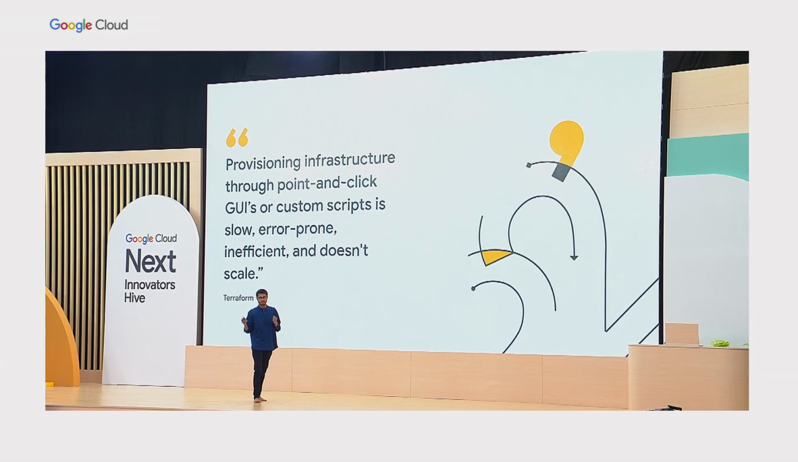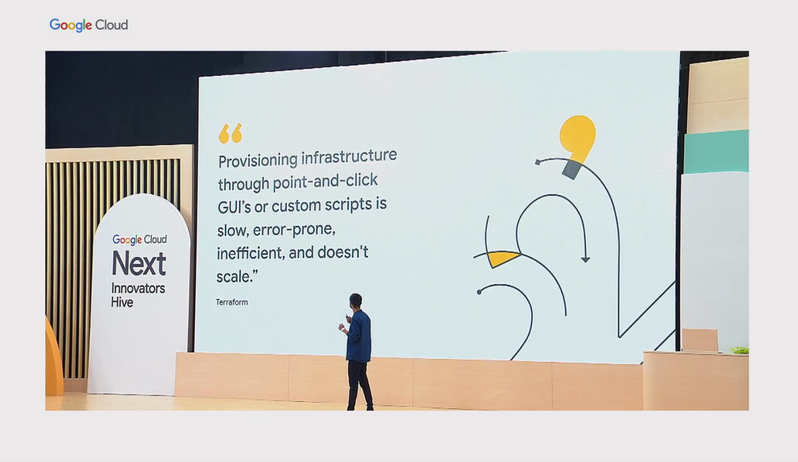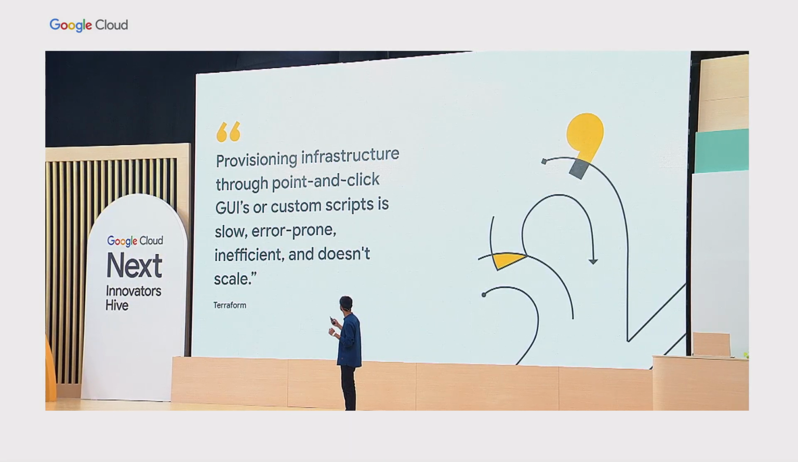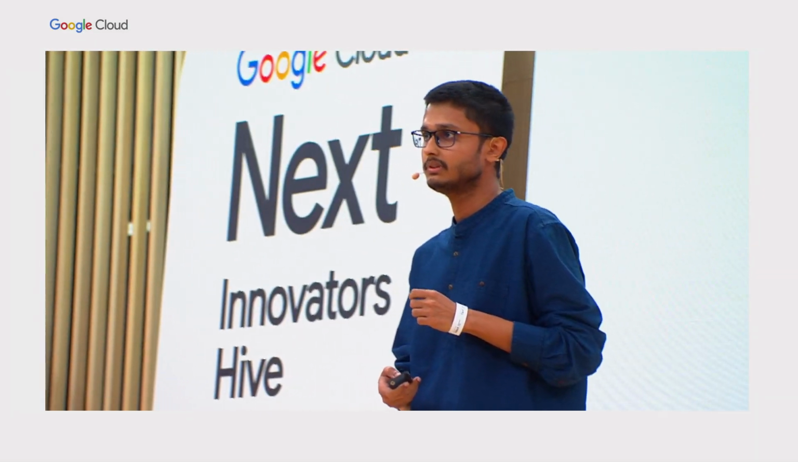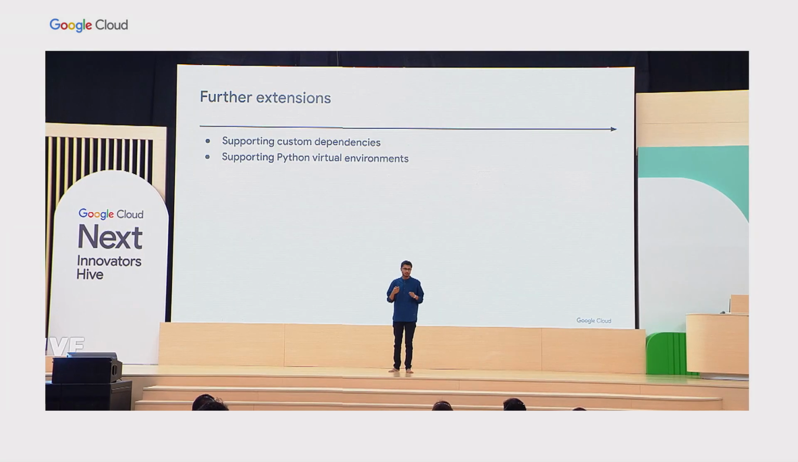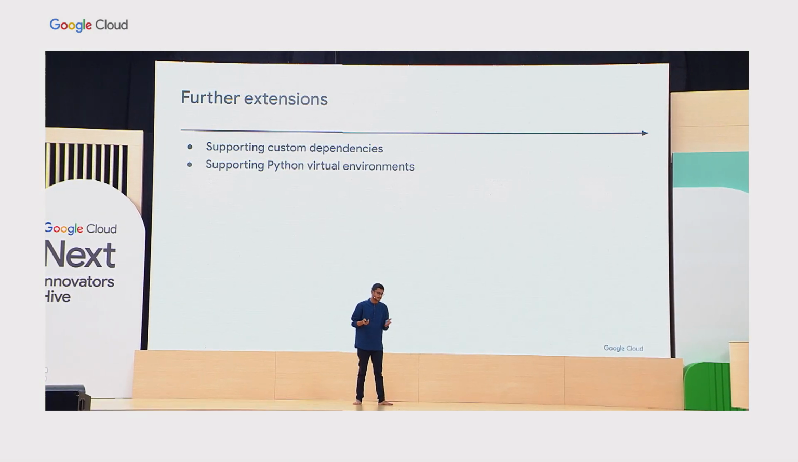And now I'm going to shamelessly read out a quote from Terraform. It says, provisioning infrastructure through point-and-click graphical user interfaces or custom scripts is slow, error-prone, inefficient, and does not scale. Basically, it sums up everything that I wanted to say about the point-and-click workflow that is typically used for hardware provisioning. Additionally, you also might need to install custom Python dependencies and also custom system-level packages. You also might need metadata scripts or startup scripts to better control your notebook instances.